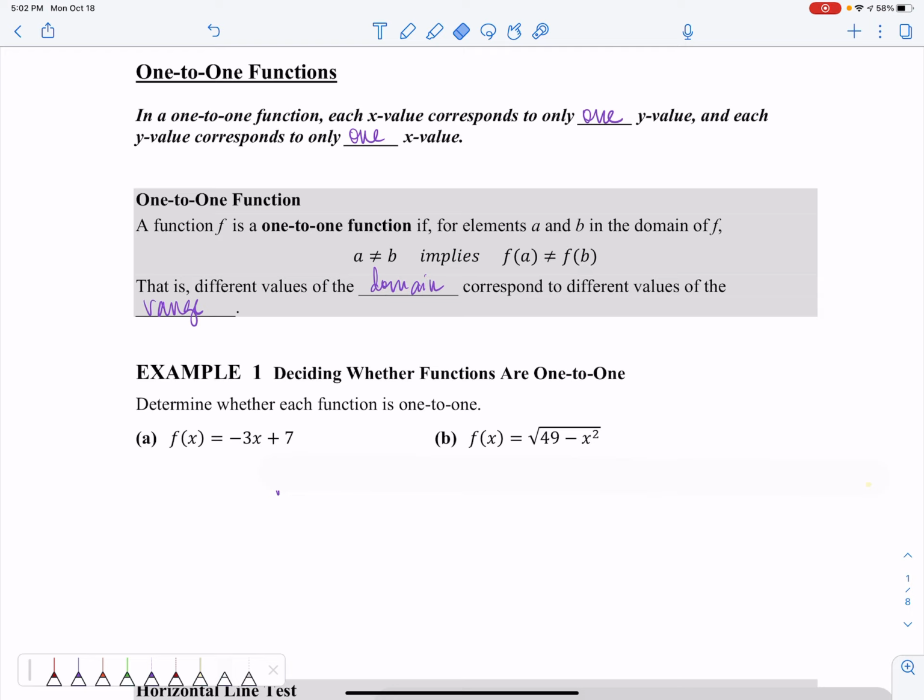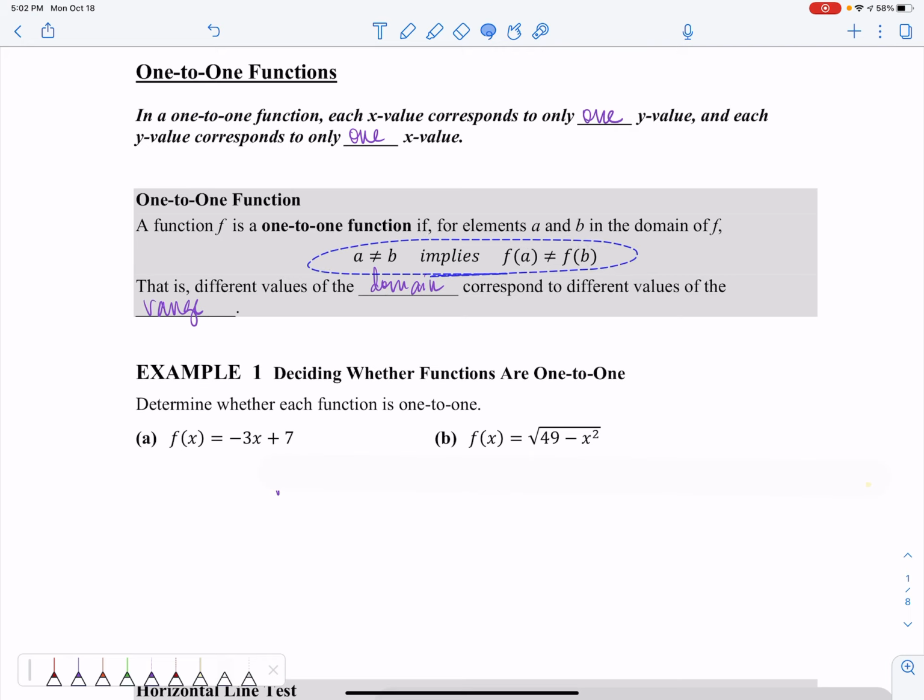Now, let me discuss with you what this gray box is talking about, this specifically right here. A function is going to be one-to-one if for x values of a and b that are not equal to each other, the corresponding y values also cannot be equal to each other.